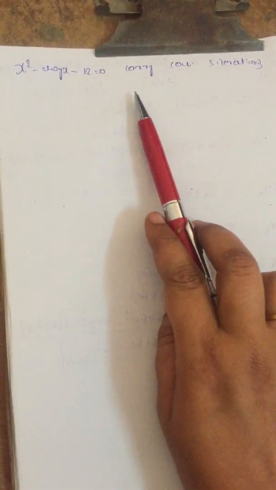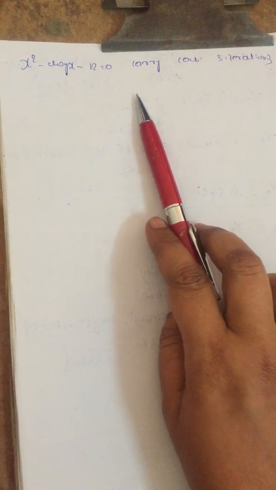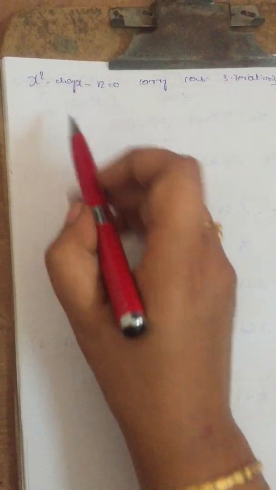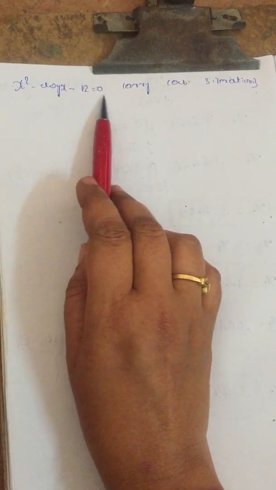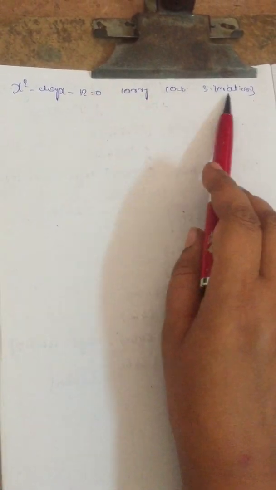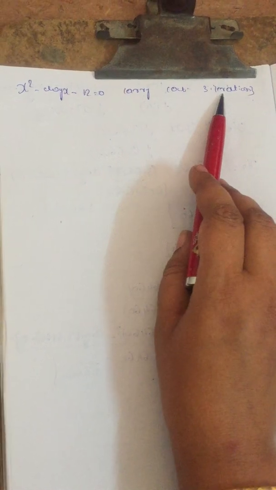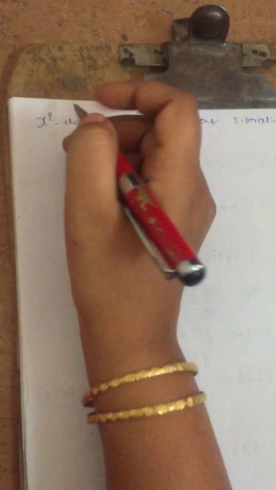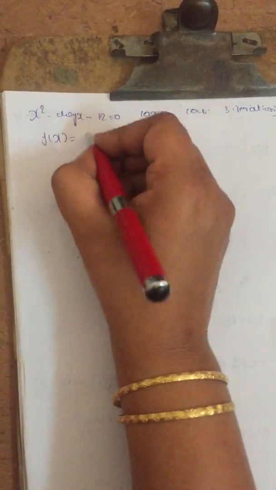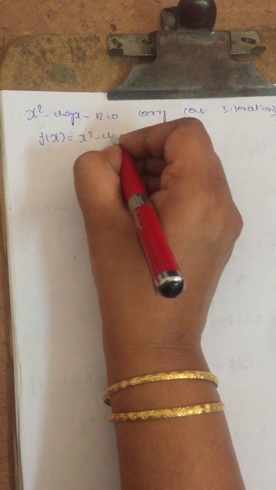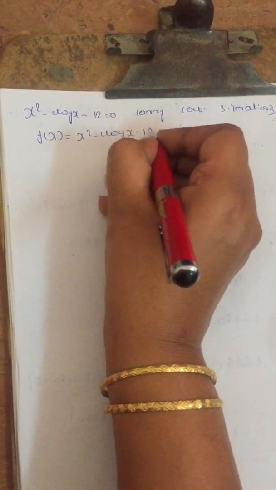Dear students, I take one more problem to explain how to find the root of the given equation by using the Newton-Raphson method. In this problem, the equation is x square minus log x minus 12 is equal to 0. Carry out 3 iterations, which means we have to find x1, x2 and also x3. So first we have to find the approximate root, that is x0. Consider the given function f of x is equal to x square minus log x minus 12.